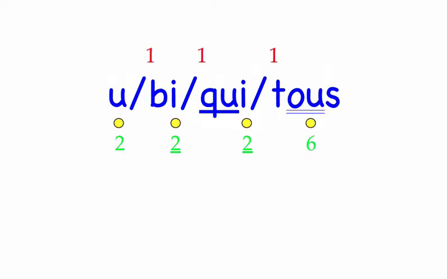Bi, 2 sounds, B, I. Qui, 3 sounds. First 2 sounds, qu, I. Tus, 3 sounds, T, u, s. Ubiquitous. Mark the word.